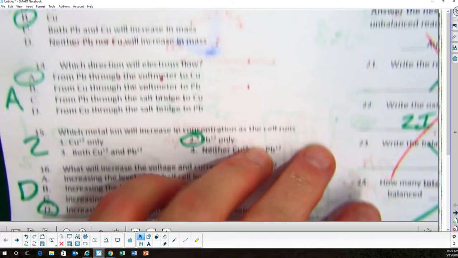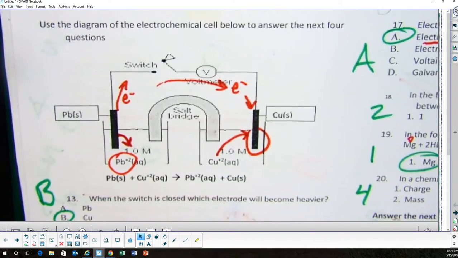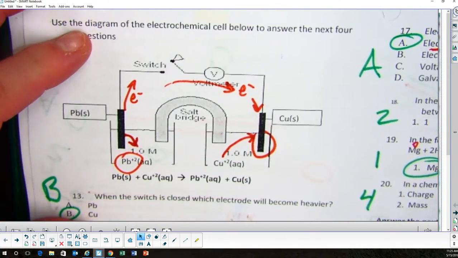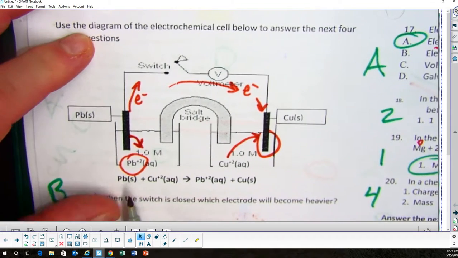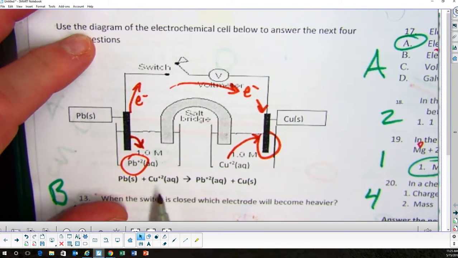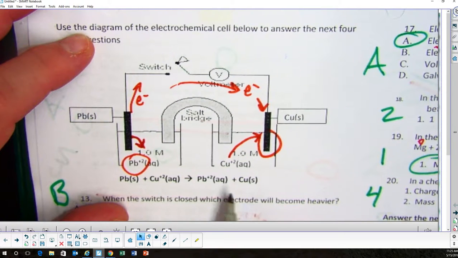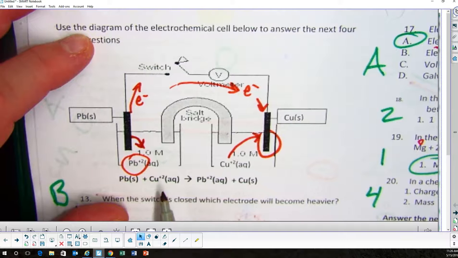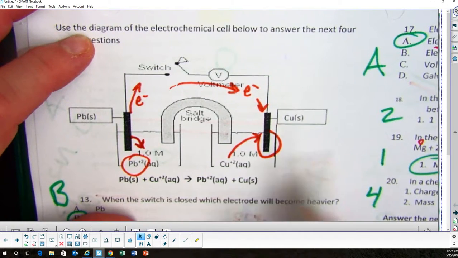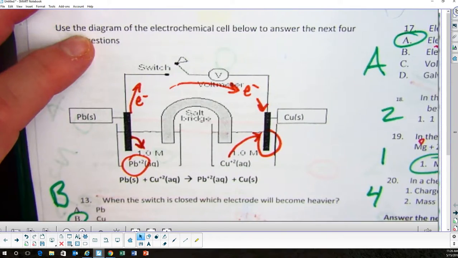Number 13, we start talking about a battery again in diagrams. Now, you'll notice here that I've put both of the equations together right here. Okay? So you need to be able to take the two equations and put them together. Basically, you just make sure that the electrons balance. If they don't, then you times an equation. I'll show you how to do that in just a minute.